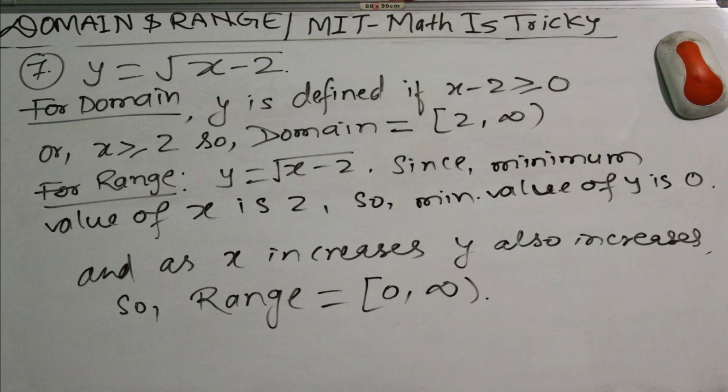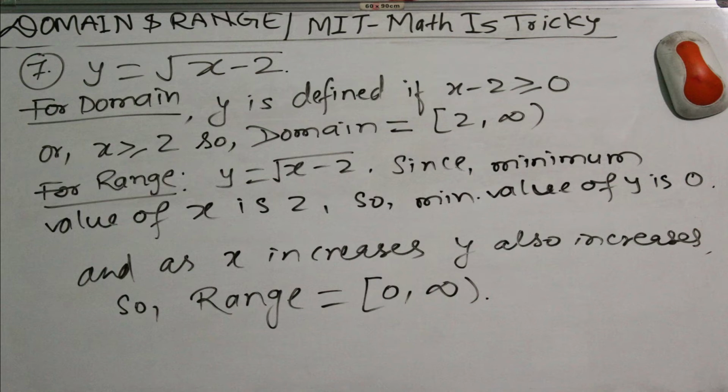So the domain is closed at 2 and open at infinity, half closed, half open. So 2 to infinity is our domain. That means for 2 or more than 2 it is defined. Now the minimum value for x is 2. If you put 2 here, we get y equals 0.